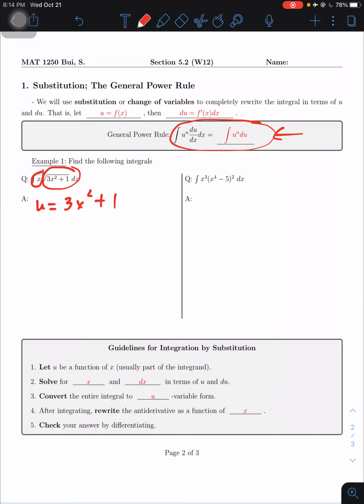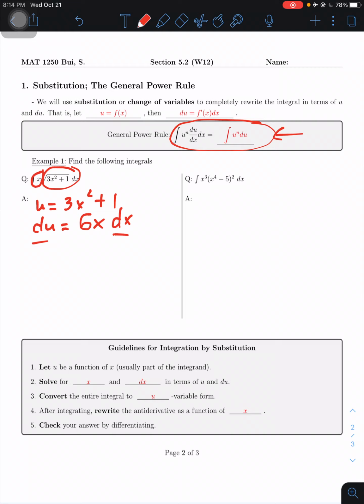After I finish my u sub, I'm going to take the derivative of it. And hopefully everyone knows how to do this one. This is 6x, right? And after that, I'm going to solve for my, oh, by the way, this is the thing I always forget: make sure you always have two differentials on both sides when you take the derivative of it.